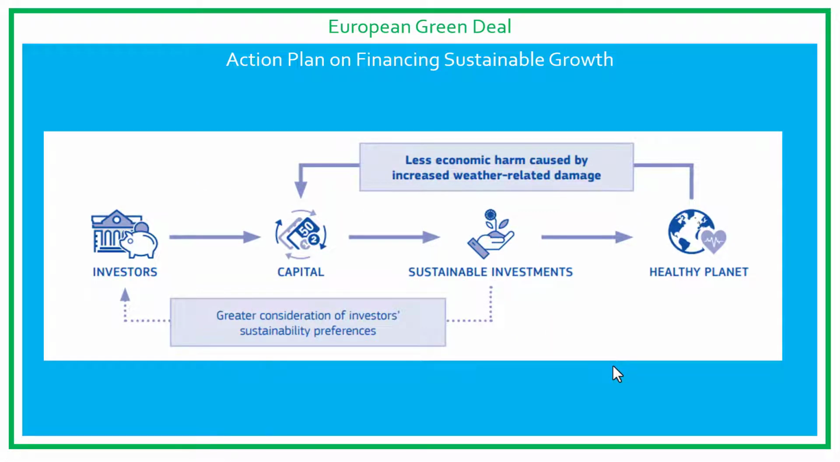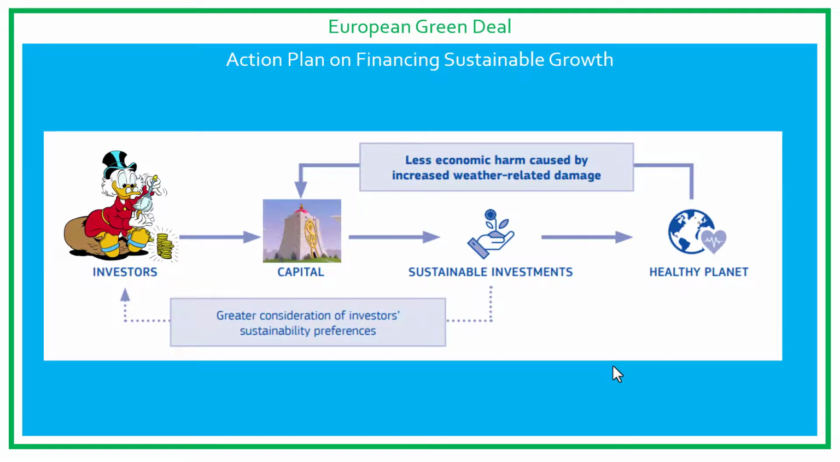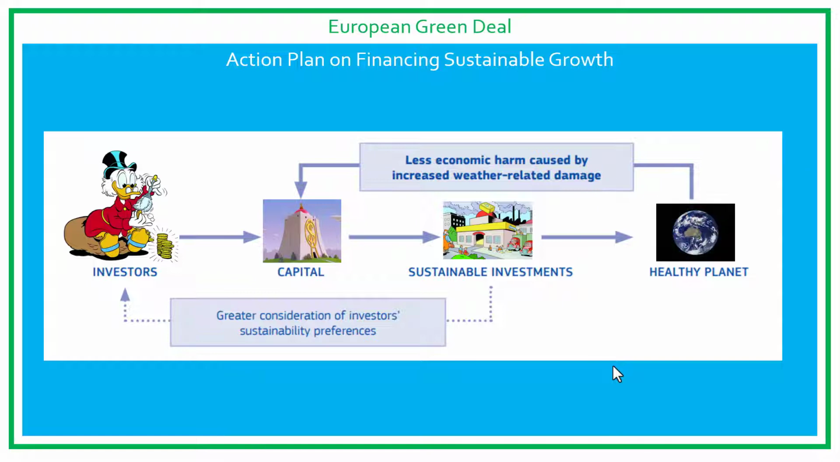Here's another graphic, also from one of the documents of the European Union, that starts with investors, then institutions that collect capital for investments in, for example, corporations, in order to have a healthy planet.